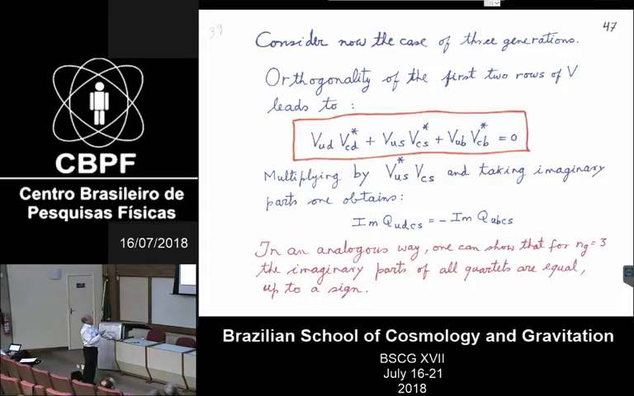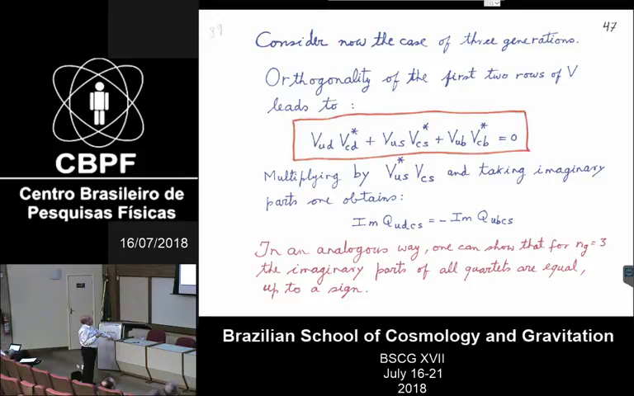Okay, so consider now another characteristic of the standard model. Consider orthogonality of the first two rows. If you multiply by VUS, VCS, you get here the modulus. Then immediately you can check that you get the imaginary part. Here you get the imaginary part of this quartet. Here you get minus the same thing, but it goes to the other side, equal to that.